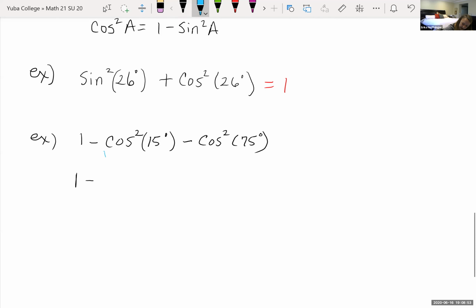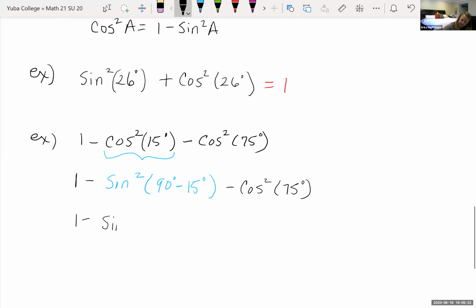From that complementary angle, we could say that this is the same thing as sine squared of 90 degrees minus the angle of cosine, which is 15 degrees, minus the cosine squared of 75 degrees. So this gives me 1 minus, well, sine squared, well, 90 degrees minus 15 degrees is 75 degrees. So we have sine squared of 75 degrees minus cosine squared of 75 degrees.